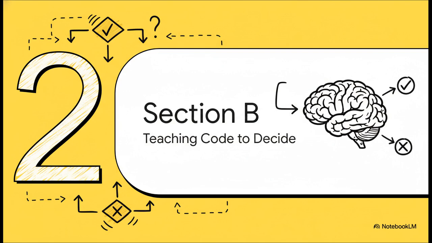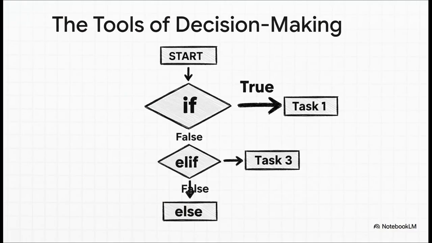That's awesome. So for section B, we're going to level up. We're going to give our code a brain. It's time to teach our programs how to make decisions using something called conditional logic. And the 3 key tools for this are if, elif, which is just shorthand for else if, and else. The best way to think about it is like a fork in the road.